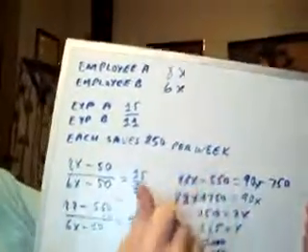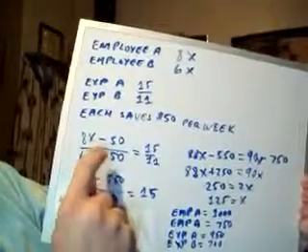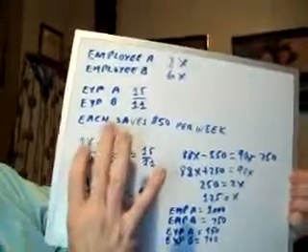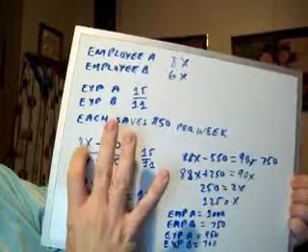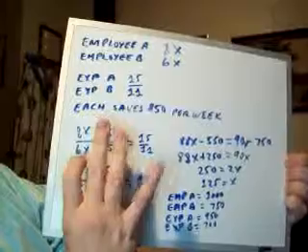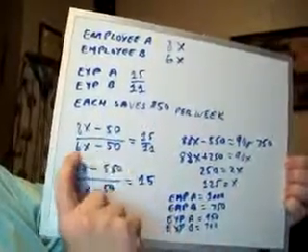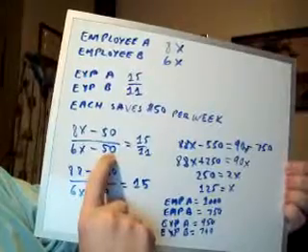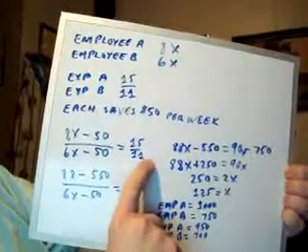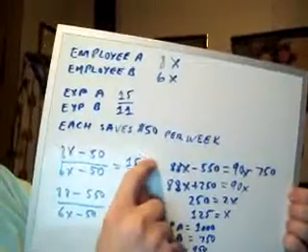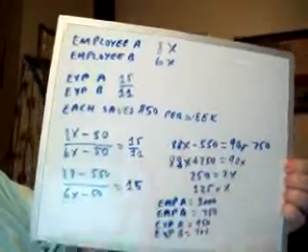We already know they save $50 a week. So we have 8x minus 50. Now that 8x is what they're earning, and this is what they're saving. Then 6x minus 50: this is what they're earning, and this is what they're saving. Everything else is spent. So whatever's spent is 15 to 11. One's spending 15, one's spending 11.